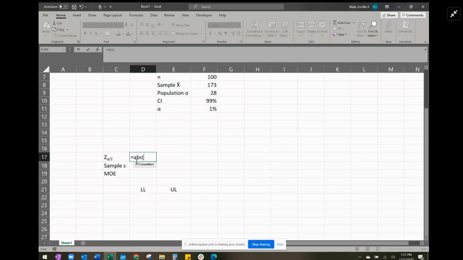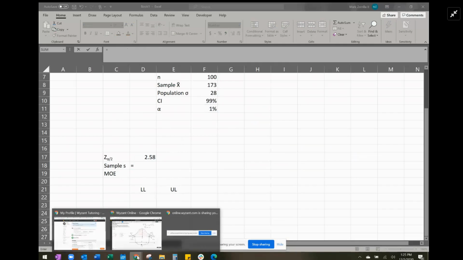So that's absolute value. Now to get a z-score from any alpha that you have, you're going to use NORM.S.INV. The probability here that it's talking about is your alpha. And remember, we're doing alpha divided by 2 because alpha gets split into both of those tails of our distribution. Now, our sample standard deviation, I'm going to walk back a little bit. I'm going to talk about that.